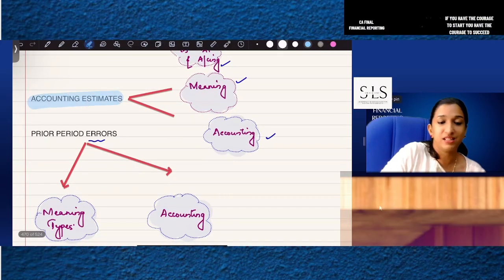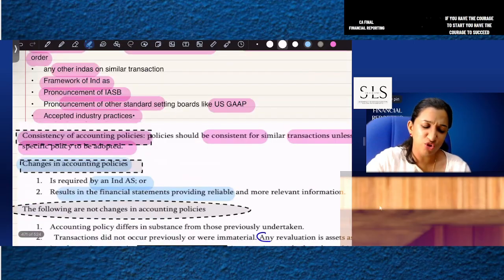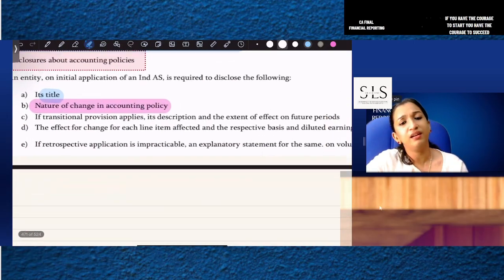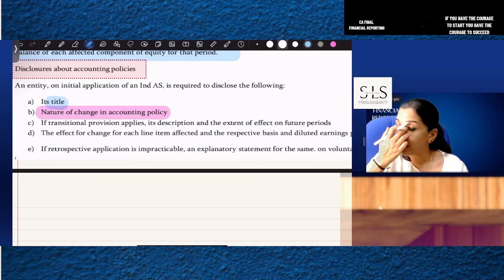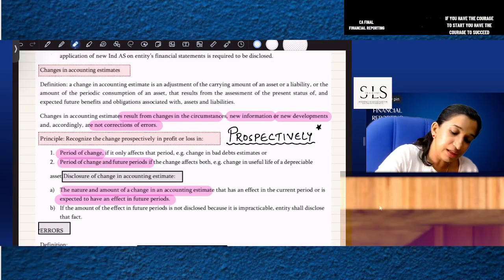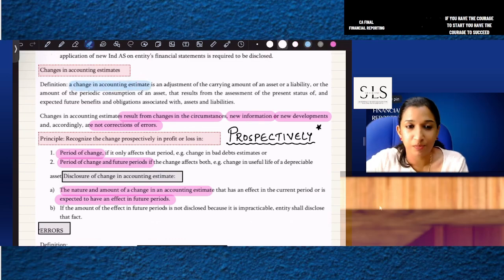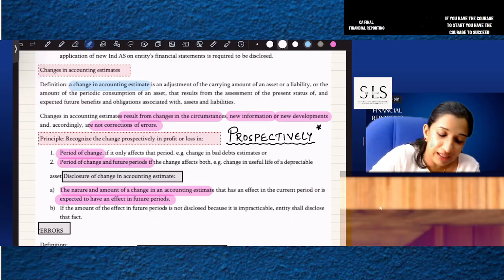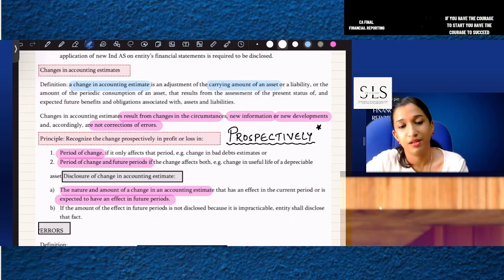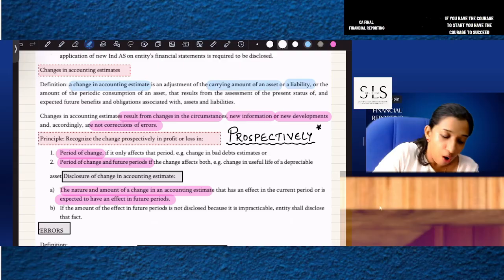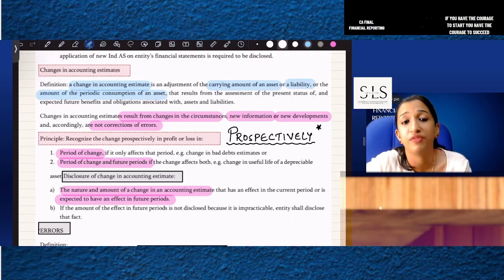Now, accounting estimates. What are accounting estimates? Can you change an accounting estimate? And what is the accounting if there is change in accounting estimate? A change in accounting estimate is an adjustment of the carrying amount of an asset or a liability or amount of periodic consumption of an asset resulting from. So there is a change in the carrying amount of an asset or a liability or the amount of periodic consumption, useful life of an asset.